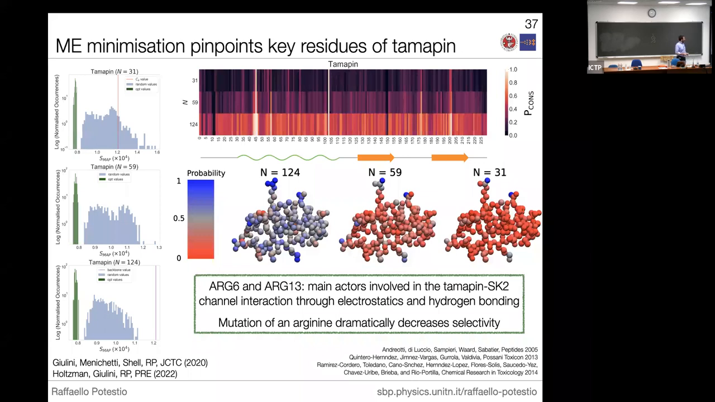Now, of course, the minimization protocol of the map. Yeah, question. How to optimize?